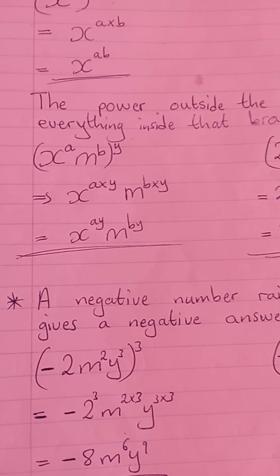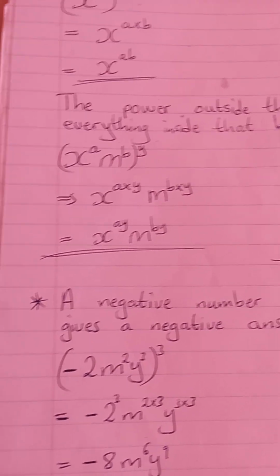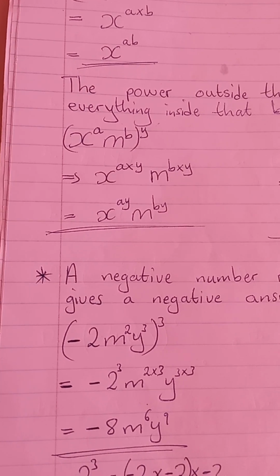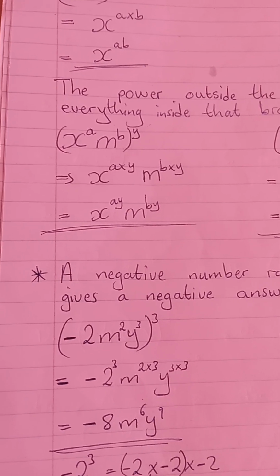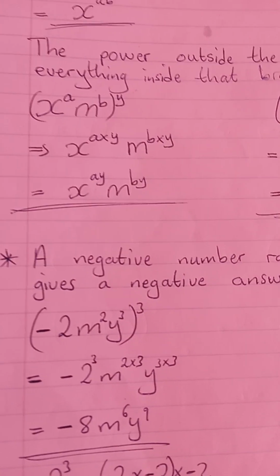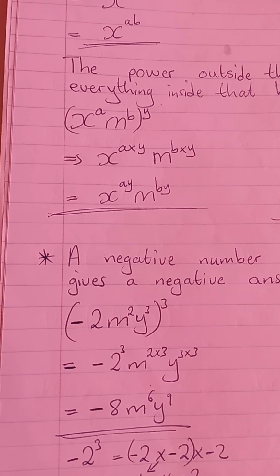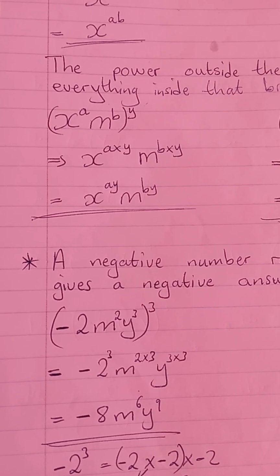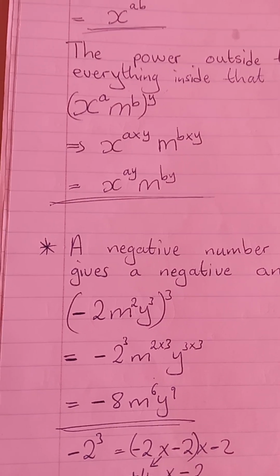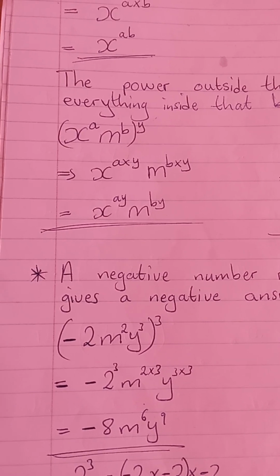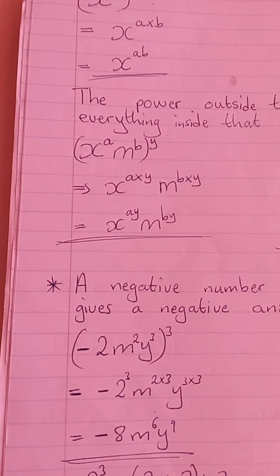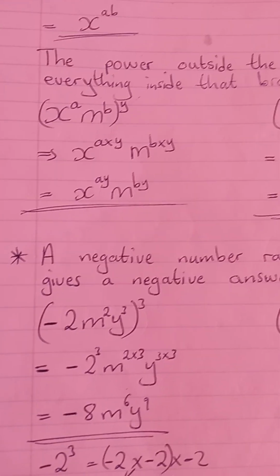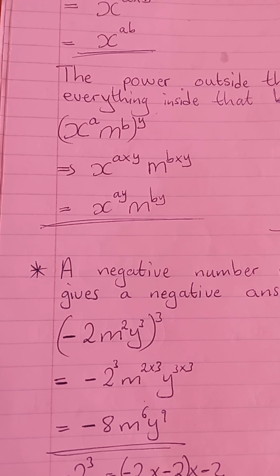So we now have to apply that law of product of indices. The power 3 is going to affect all the powers inside the brackets. It's going to multiply, which means that we are going to have minus 2 to the 3, m to the 2 times 3, y to the 3 times 3, like that. And then our negative 2 to the power 3 gives us negative 8. You can see that our answer here is negative: m to the 6, y to the 9. That will be our answer.